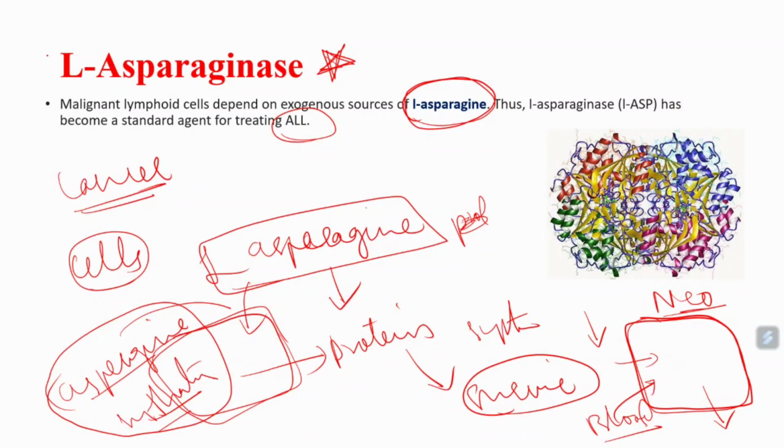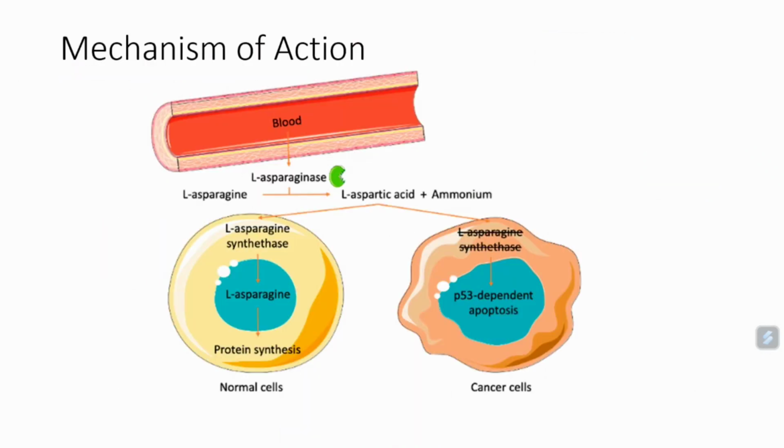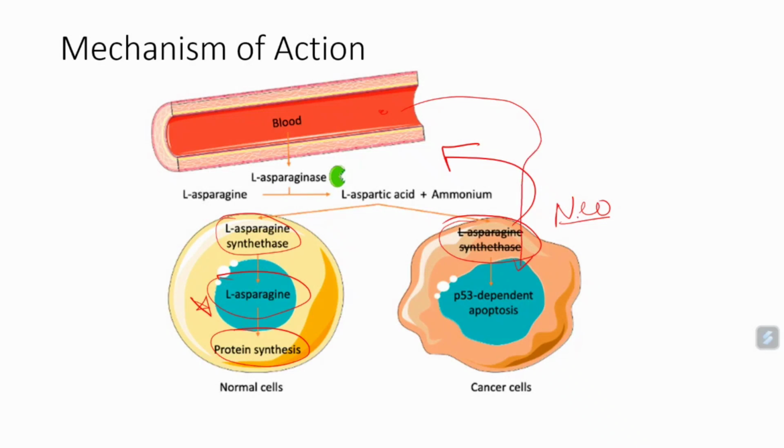So what is the use of L-asparaginase enzyme? What is the role of L-asparaginase enzyme in cancer? Now, I will try to explain the mechanism first. Every cell requires L-asparagine for protein synthesis, right? And this L-asparagine is synthesized by the asparagine synthetase enzyme. This is a neoplastic cell. The neoplastic cell has no asparagine synthetase enzyme, so it can't synthesize L-asparagine. So what happens? It will depend on the L-asparagine which is present in the blood. From the blood, it will take L-asparagine and try to proliferate.